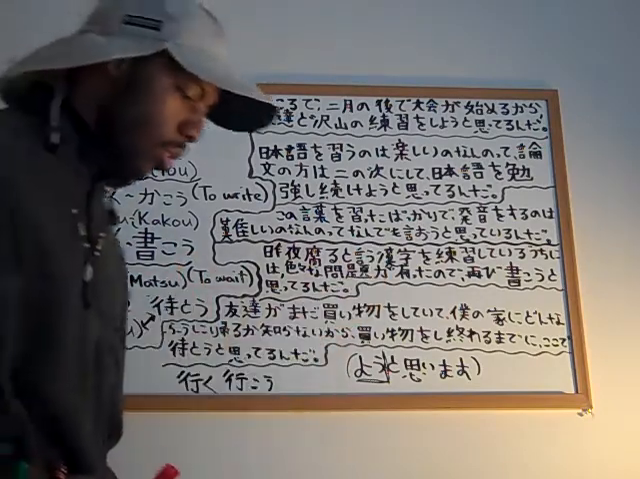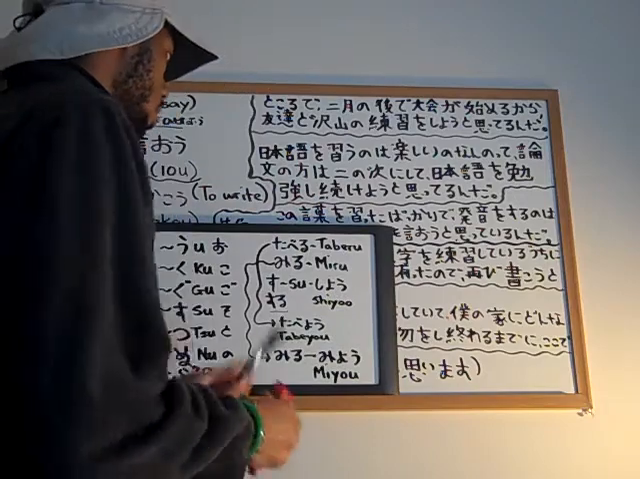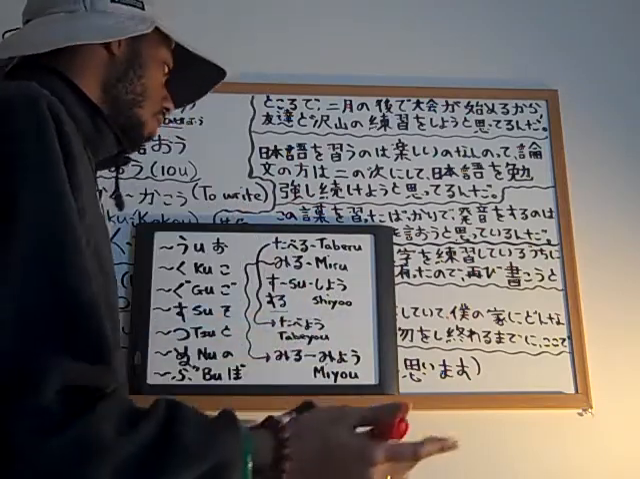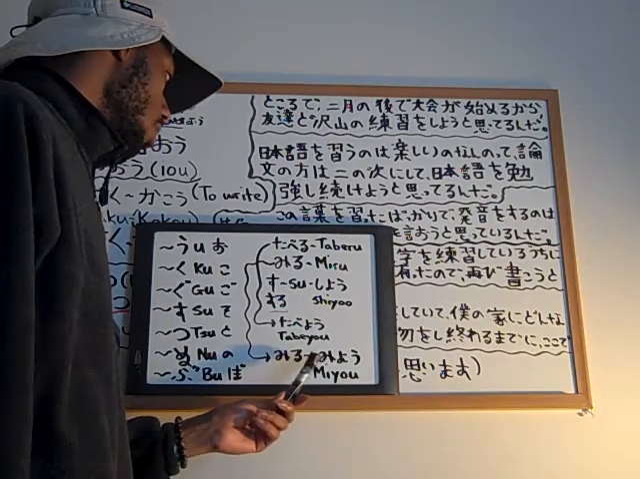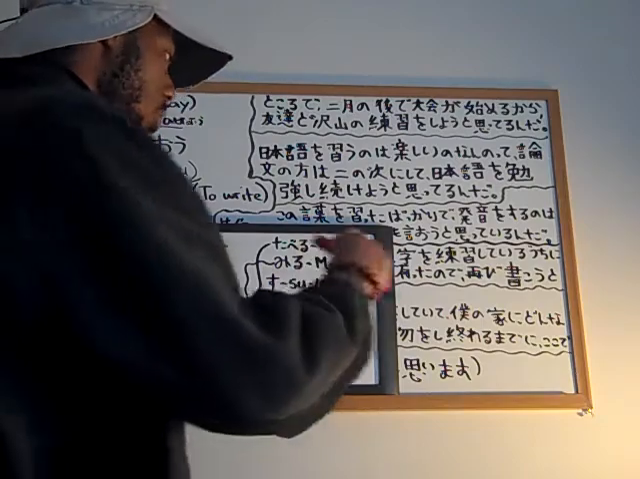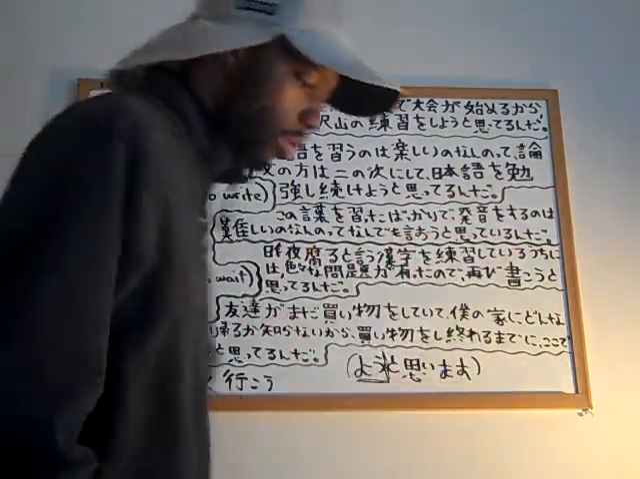If I say tabeyo, that means let's eat. Miru, miyo, that means let's see it or let's watch it. So without that to omoimasu, that's what it's going to mean. It's like, let's do this, let's do that. Miyo, tabeyo, iko. All right.